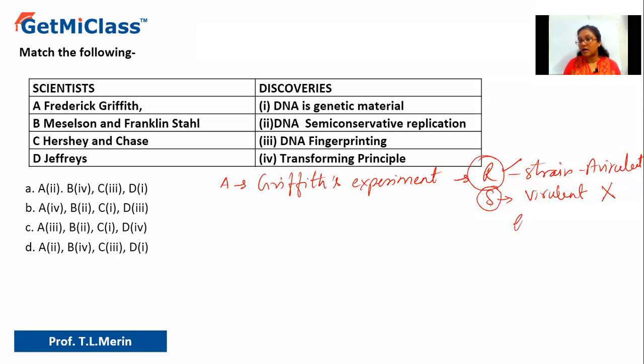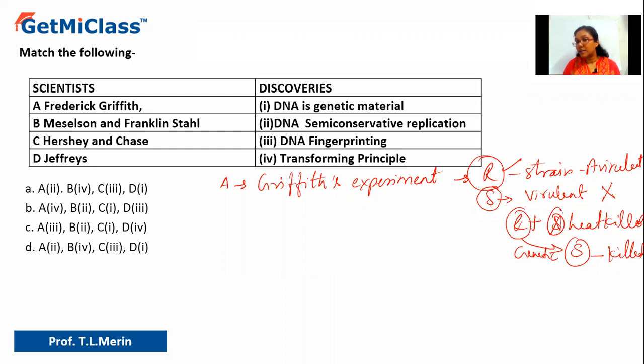But then when he took R strain plus heat killed S strain, he saw that the R strain after incubation with the heat killed S strain got transformed into S strain, and that actually killed the mouse. So he called this the transforming principle, and later he said this is nothing but the genetic material. The genetic material of the heat killed S bacteria was taken up by the R strain, and that R strain got converted or transformed into S strain.